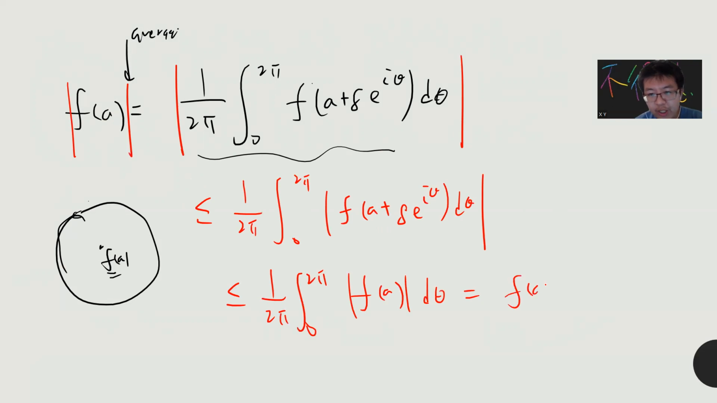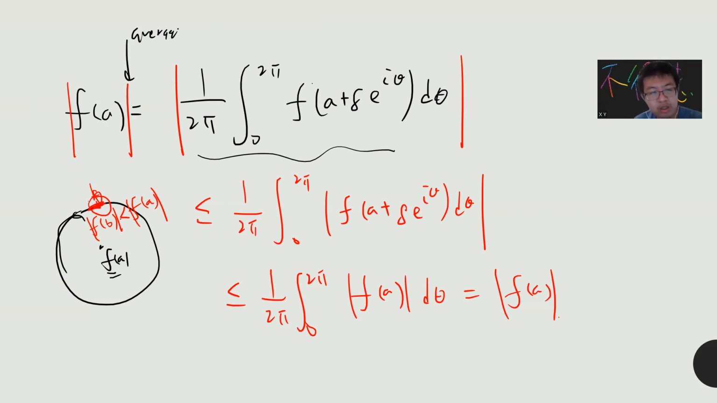But this is f of a. By the continuity of f, if there's a point b here such that f of b is strictly less than f of a, then by continuity there will be a very small region where f of b is less than f of a. Then the integral you get will violate this inequality.